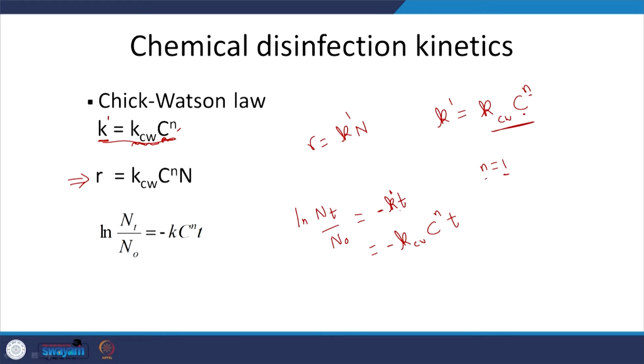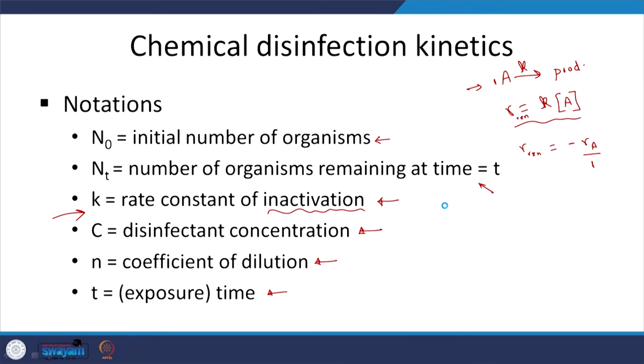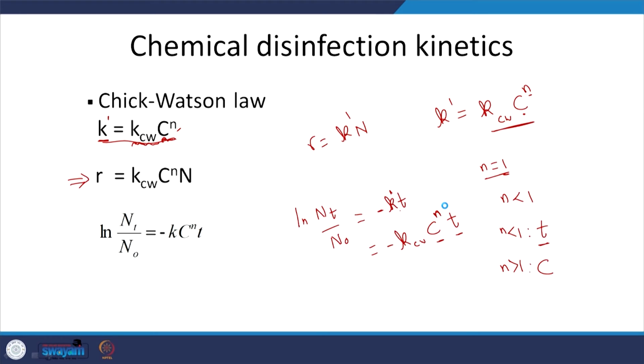So, when n equal to 1, both concentration and time are equally important. When n is less than or far less than 1, time or the contact time is relatively more important. When n is greater than 1, obviously the concentration is relatively more important, right? So these are aspects that need to be looked at in the context of the dilution factor n here, right? I think that's what we call or refer to as n, okay, coefficient of dilution. Fine. So this is an aspect.